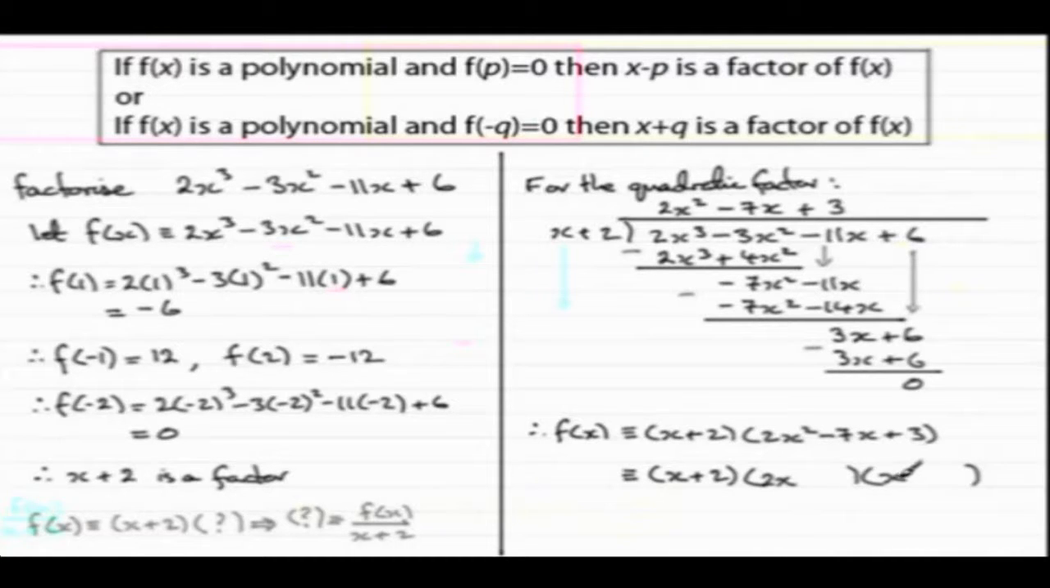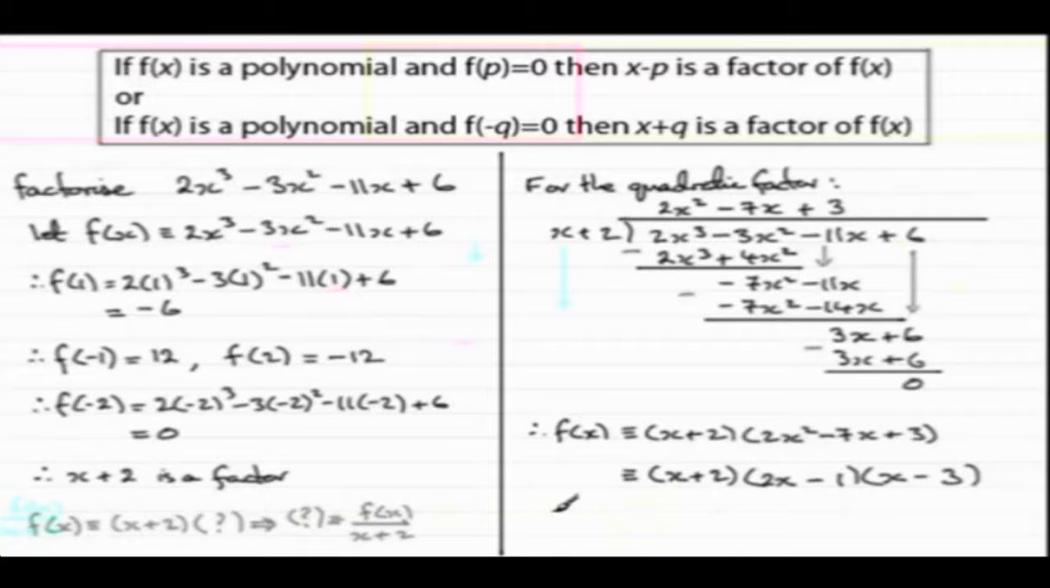We've got 2x and x giving the 2x squared. We need a minus 1 there and a minus 3 there. Minus 1 times minus 3 gives the plus 3, and you'll notice you get minus 6x minus another x, which is the minus 7x. So there you have f of x, or 2x cubed minus 3x squared minus 11x plus 6, fully factorized in three linear factors.